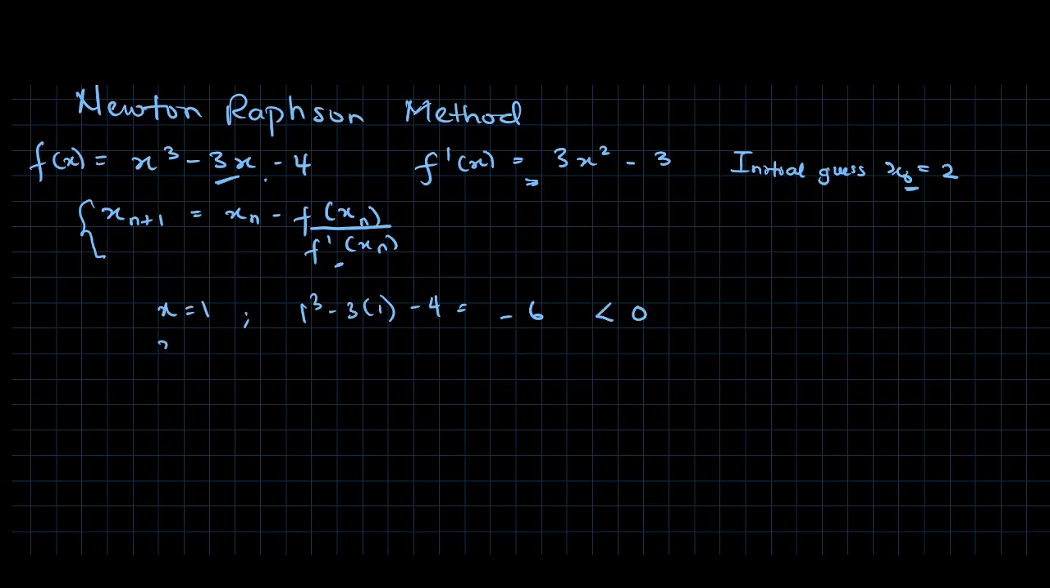Then we try to find when it's not less than 0. x equals 2, that would be 2 cubed minus 3 times 2 minus 4, which equals minus 2, which is still less than 0. Then let's try x equals 3. At this point it is 3 raised to power 3 minus 3 times 3 minus 4, which equals 14, which is greater than 0.